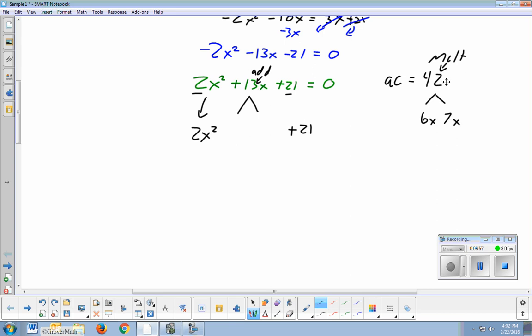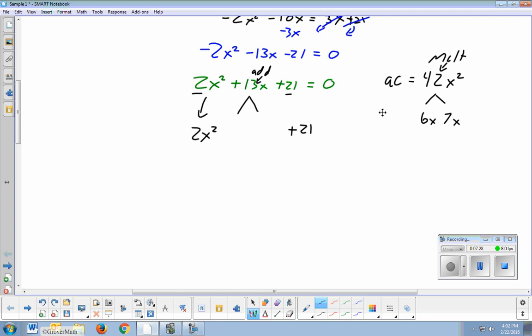And technically, they multiply to 42x squared, which is what this whole term times this whole term is. But it is going to split into two terms that both have x. Now, it doesn't matter which one goes where, 6 or 7. And they're both positive in this case, so that's good. Now, if they weren't, say this was a negative 42, then one of them would be negative, and you'd have to make sure that that one stays negative. But it doesn't matter which one's listed first and which one's listed second.